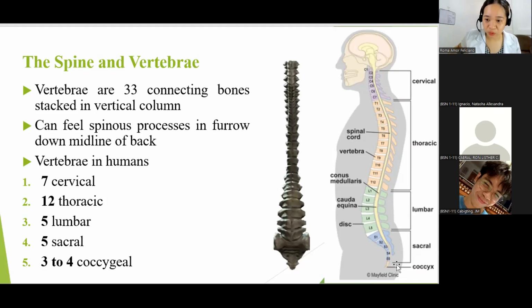Ito yun, yung coccyx. Okay, so the vertebrae, you have 7 cervical, 12 thoracic, 5 lumbar, 5 sacral, and then 3 to 4 coccygeal. 7, 12, 5, 5, 3: cervical, thoracic, lumbar, and sacral.